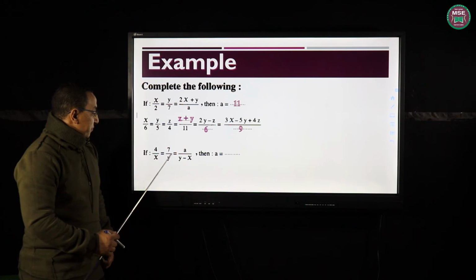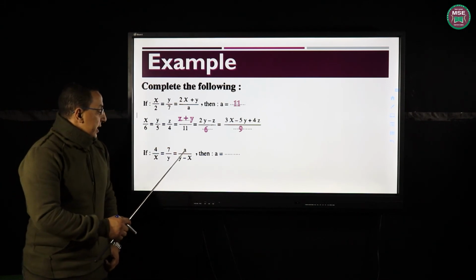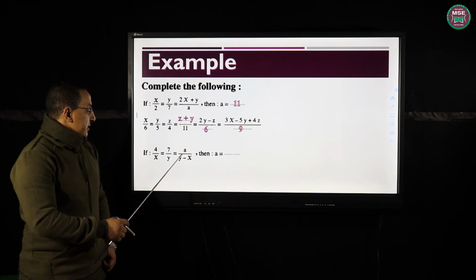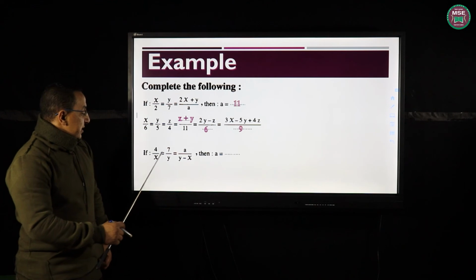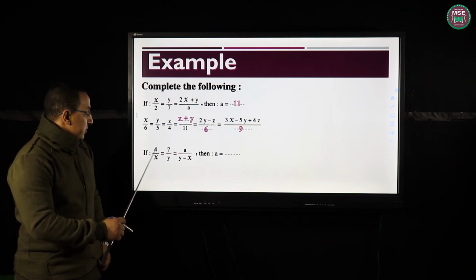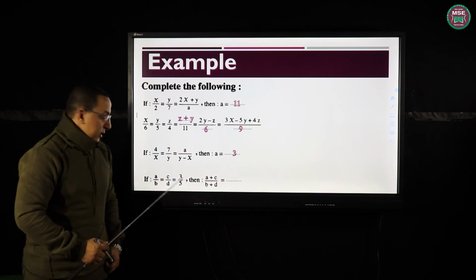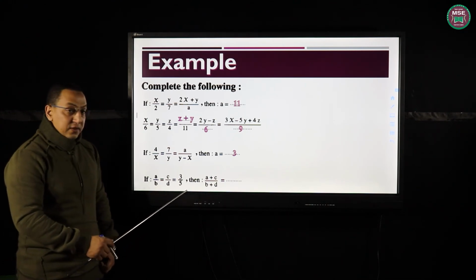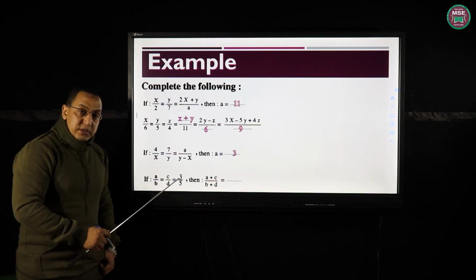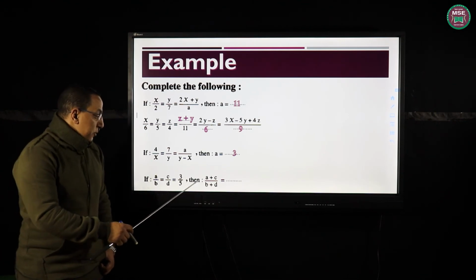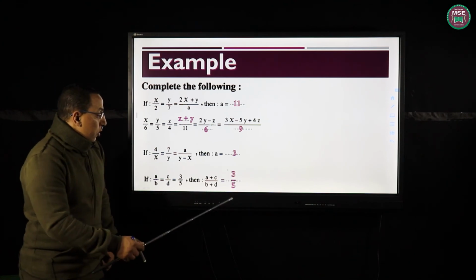Another example, 4 over x equals 7 over y equals a over y minus x. So it will be here y minus x. So I'm going to subtract 7 minus 4. It will be 3. Okay. Finally, here a over b equals c over d equals 3 over 5. Okay. Here the given ratios equal 3 over 5. So if I add a plus c over b plus d, it also equals 3 over 5.